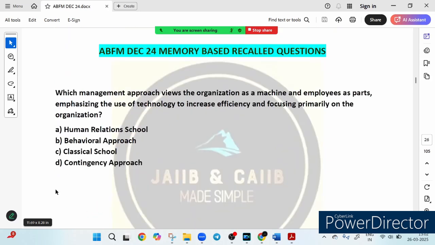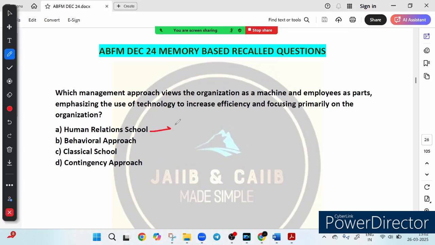Yes, so the question is, which management approach views the organization as a machine and the employee as a part, emphasizing the use of technology to increase efficiency and focusing primarily on the organization. Let's go through the options asked there. First of all, option A says human relation school.